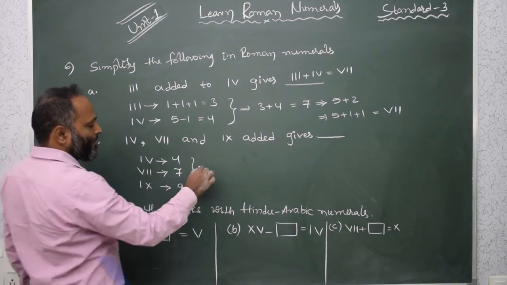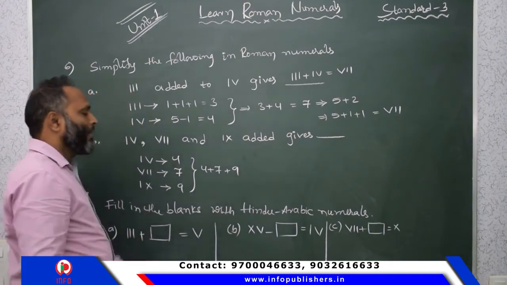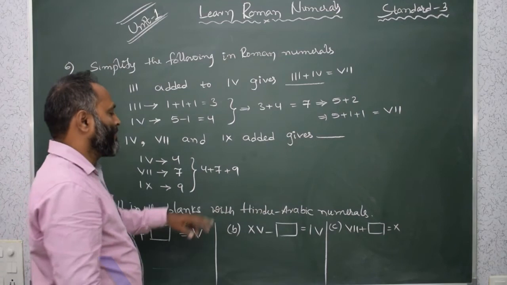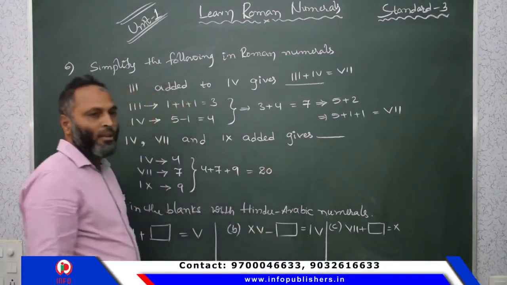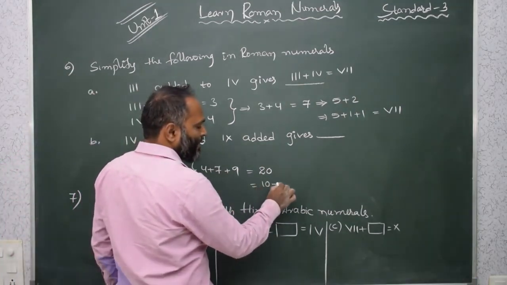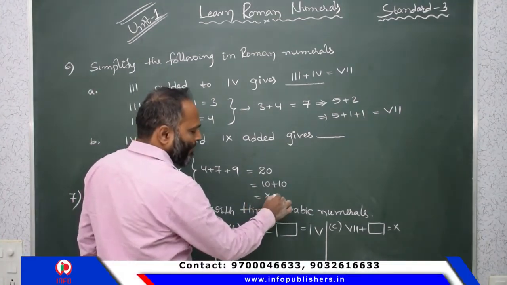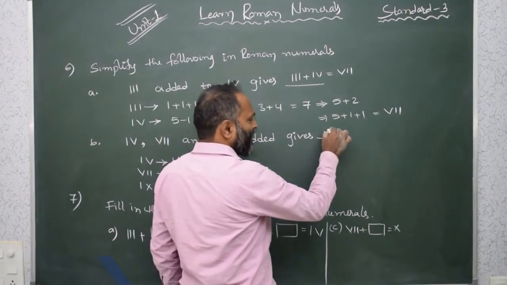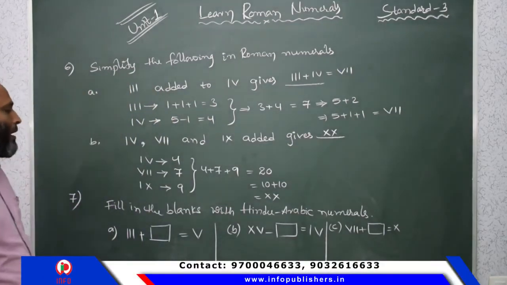Then what is the answer? 4 plus 7 plus 9. 9 plus 7, 16, plus 4, 20. Here the answer is 20. How to write this 20 in Roman numerals? That is 10 plus 10. Here 10 repeats, that is X and X. So we get XX.